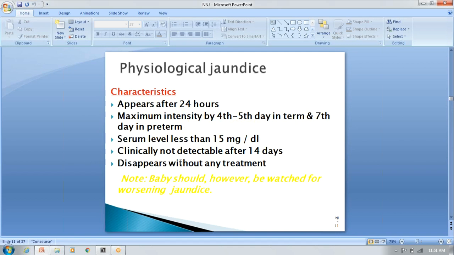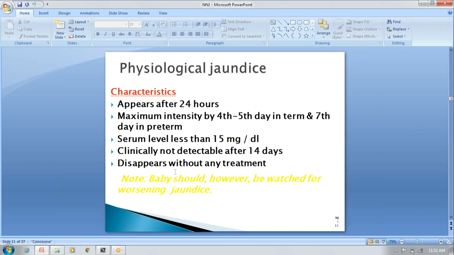And how to differentiate physiological jaundice and pathological jaundice. Physiological jaundice appears on the second or third day of life, and at maximum it may go up to the fourth or fifth day in a term baby, and seventh day in a preterm. The bilirubin level will not cross 15 milligrams, and clinically we cannot detect it after 14 days, and this may disappear without any treatment also, because more than 60% of term newborns may have physiological jaundice, and 60-80% of preterms.